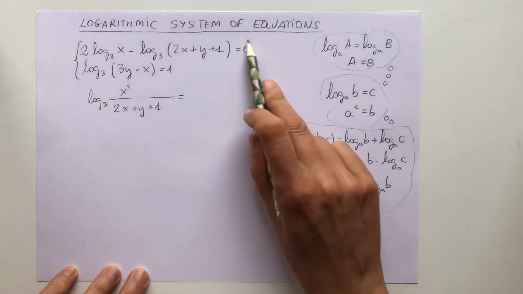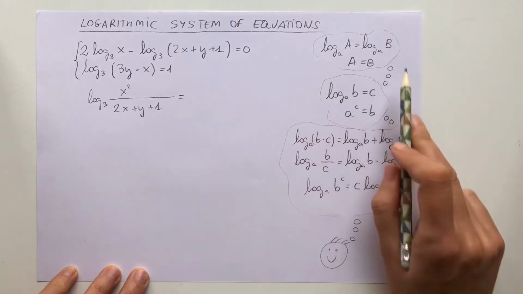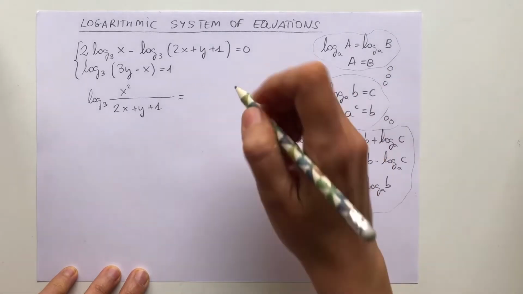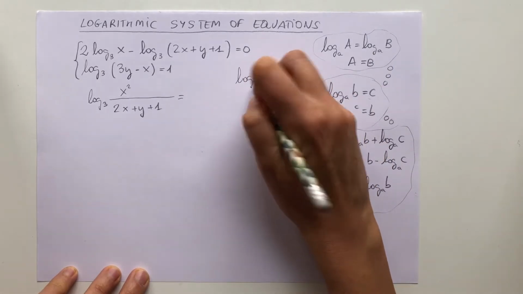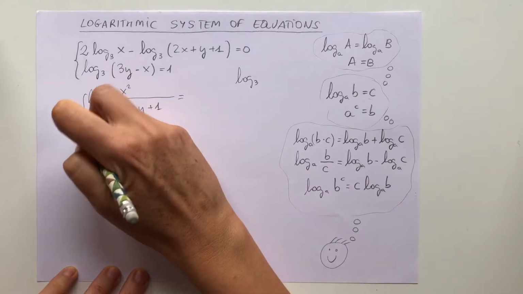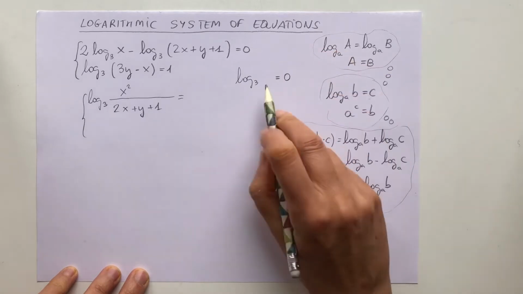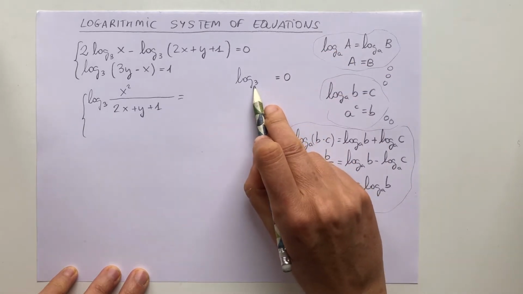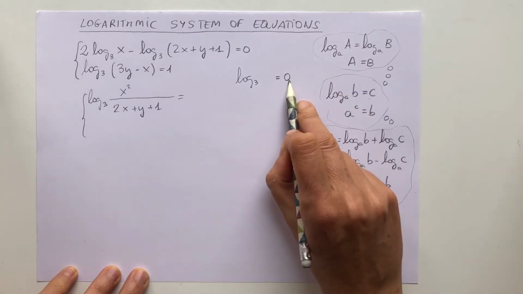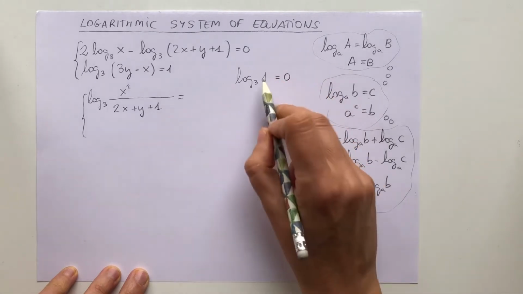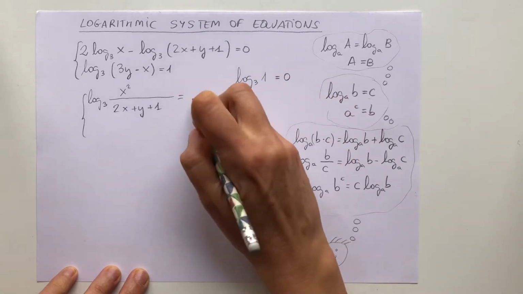And now I want to write this number as a logarithm using this idea, the definition. So I need a logarithm base 3, because we are working with base 3, that would be 0. So what if I raise this 3 to the exponent of 0? The result would be 1. So I can change this logarithm by the number.